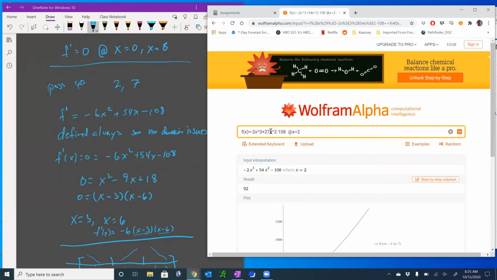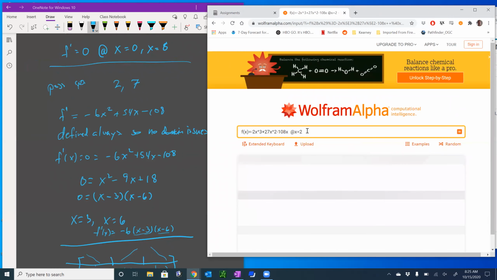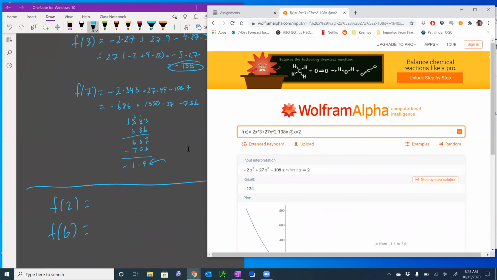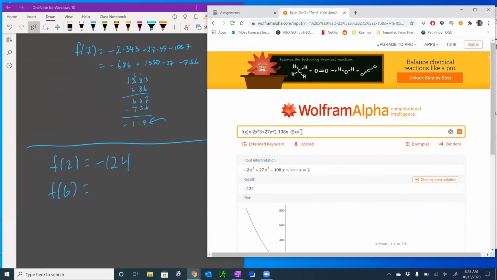Okay. $27. And the 108 was multiplied by an x, wasn't it? Was there a constant on the end? Okay. Minus 2x cubed plus 27x squared minus 108x. Okay, at x equals 2, minus 124. That doesn't seem very big. And then we'll do this at 6. This should probably be positive here. Nope, minus 108.